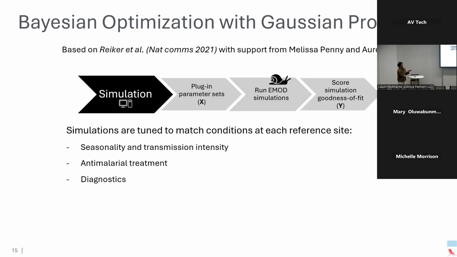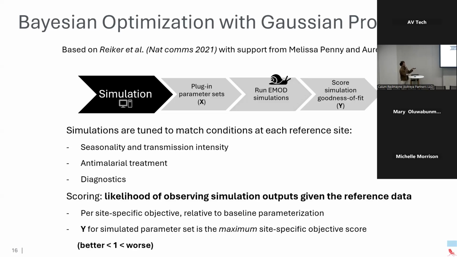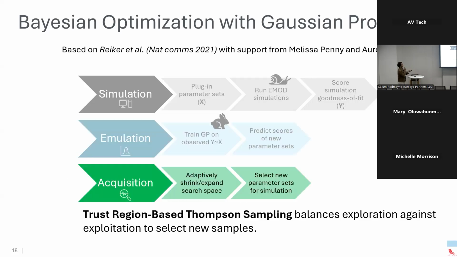Then for each simulation, we score the goodness of fit across all sites and objectives. And as I mentioned, it's essentially you're scoring the relative likelihood that the reference data and the simulations come from the same distribution. And then we're just taking the worst single site objective score to assign to each parameter set. So there's just a single scalar as the score based on how bad you are at fitting the objective that you're worst at. So as I said before, better is below 1, worse is above 1.